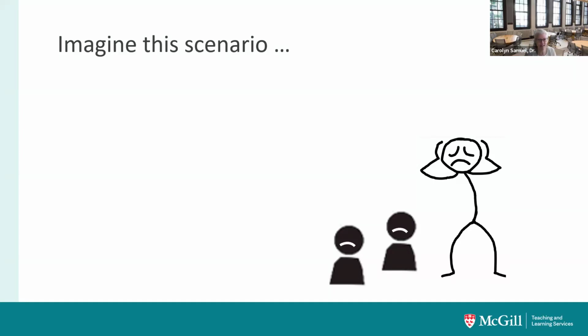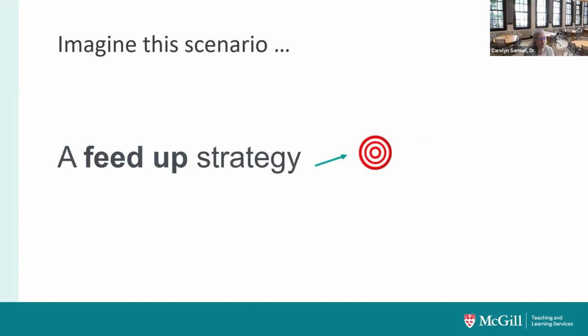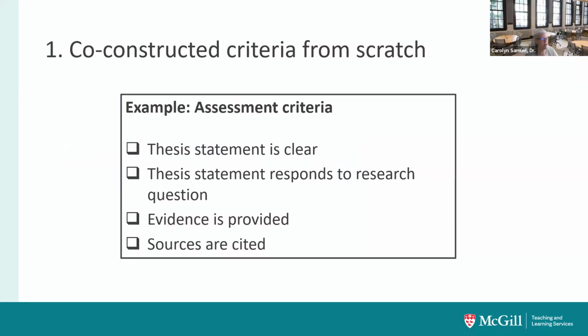So Eva, if you want to hit the click button there, and we get feed up. So today we're going to be talking about a feed up strategy. And how do you do this? Well, we're going to offer 2 examples today. There might be others, but we're going to limit it to 2 today. One is co-construction of assessment criteria, and the other one is student translation of assessment criteria. So let's go right away to the first one.